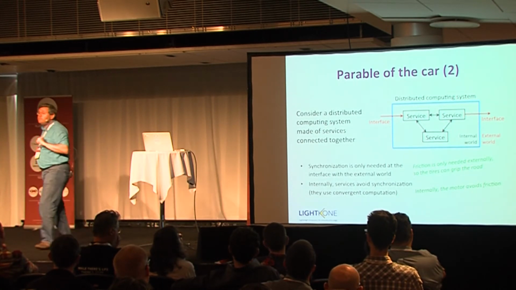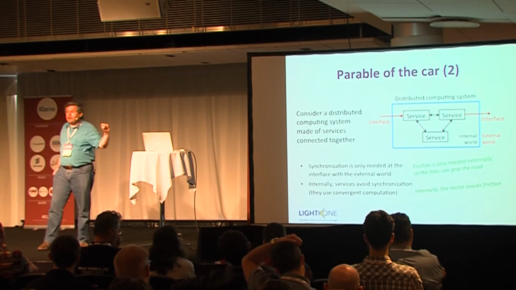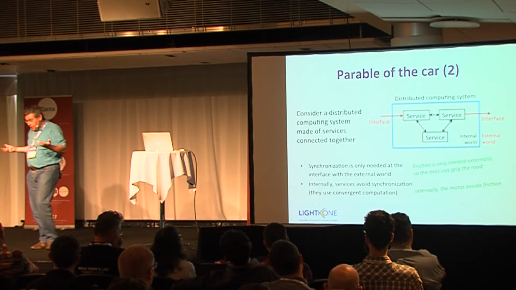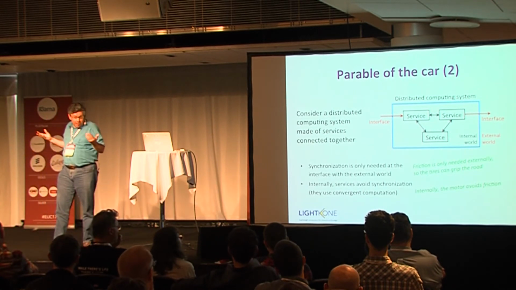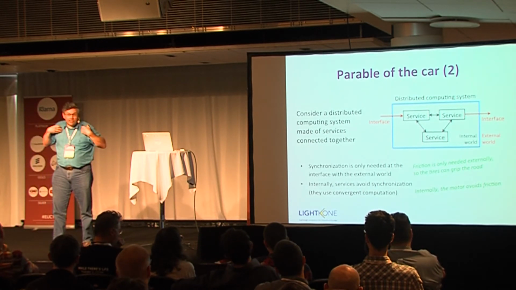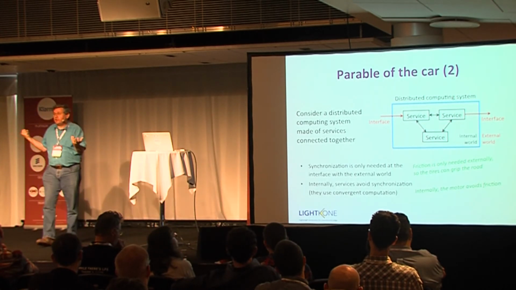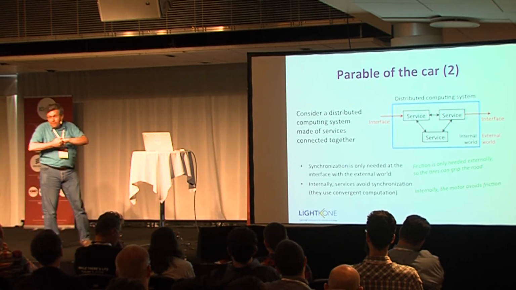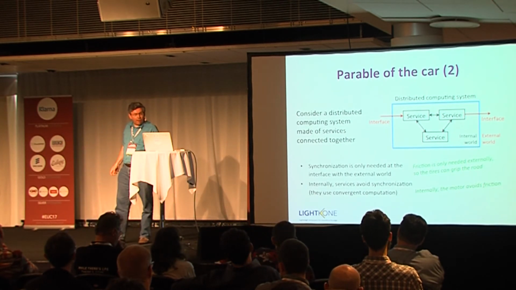Now, it seems that synchronization is only needed at the interface, on the red arrows. So internally, when the services talk to each other, they don't need synchronization. They should be programmed using convergent computation. That's our idea. Synchronization is very similar to friction. It's needed to connect things in a strong way, sometimes in the real world, but very often for computations, you don't want it at all.